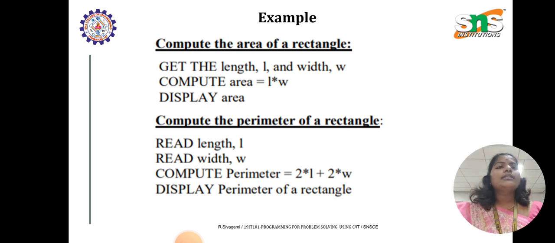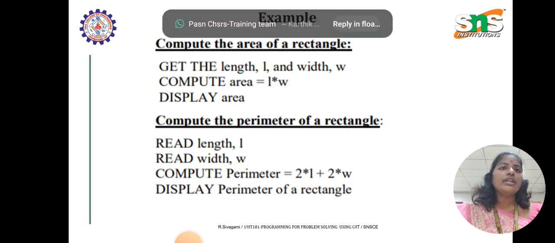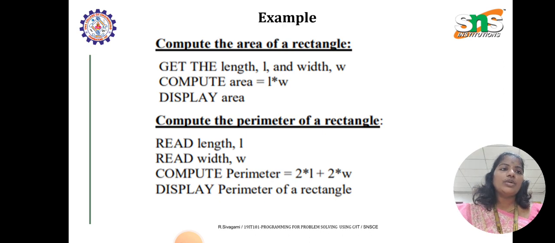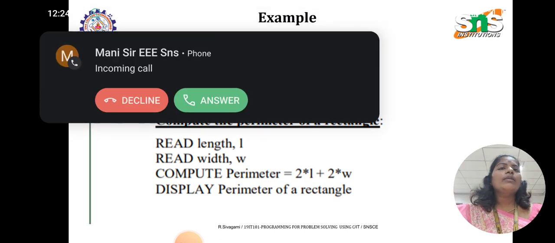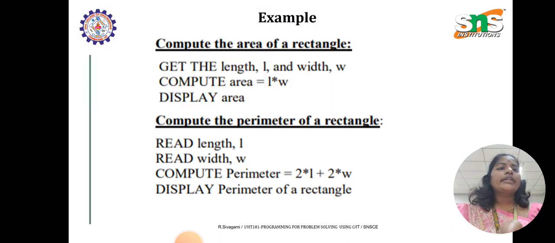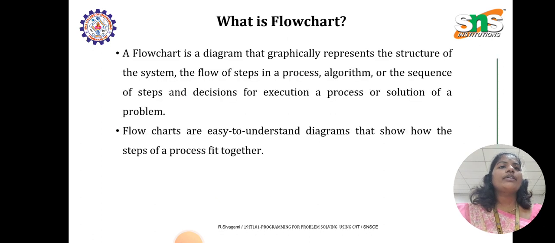Then the perimeter of a rectangle. Next we are going to calculate the perimeter of a rectangle. Here we need two values: read length L, read width W, and then compute perimeter equal to 2 star L plus 2 star W. Then display the perimeter of a rectangle.